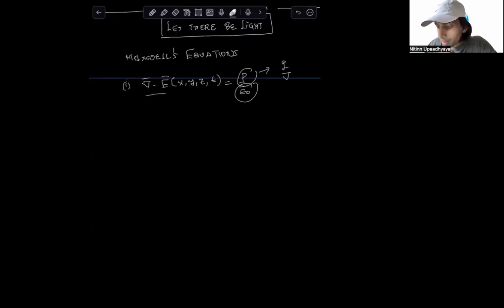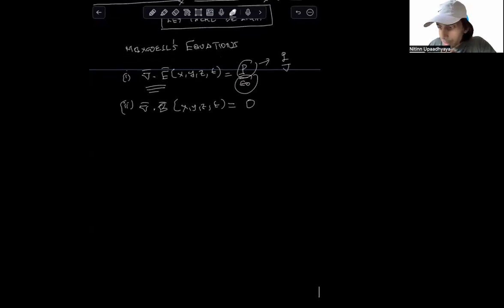And as you can see here, the mathematical apparatus that we need to write this down is the divergence of the electric field. The second of Maxwell's equations is, again, the divergence of the magnetic field, which we denote by the symbol B. And again, this could be a function of x, y, z, and t. And it turns out that the divergence of the magnetic field is always 0. That's just the way nature is.